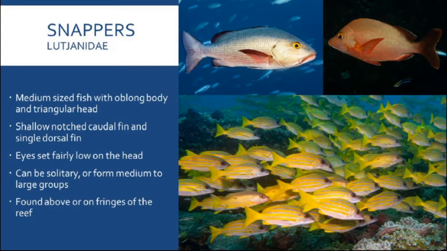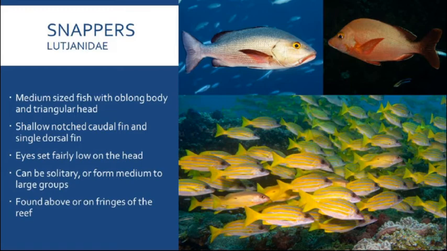Now these guys can either be solitary or form medium to large groups, depending on the species. For example, this one over here is our red snapper. They tend to be solitary, hanging around on their own, whereas our other examples, like our humpback snapper and our blue-banded snappers, like to form big schools, again for that protection.